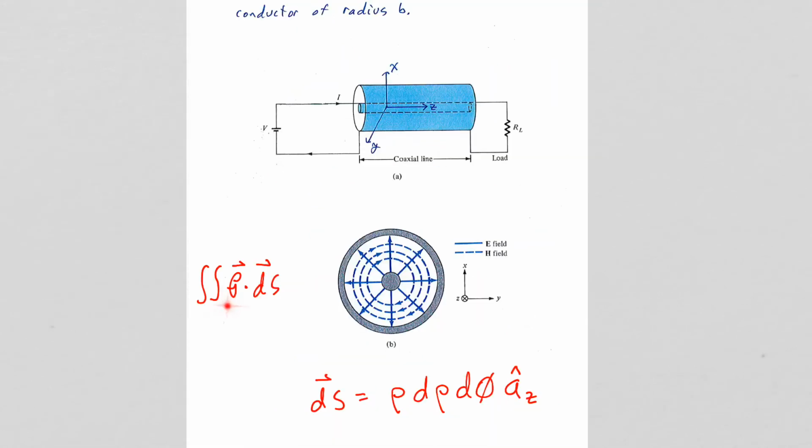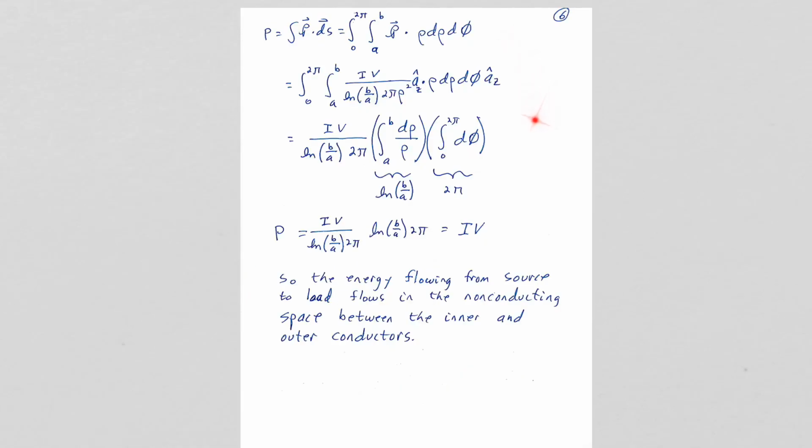We will now integrate the Poynting vector over the cross-sectional surface of the area between the conductors in our coaxial cable. So the differential surface area will be rho d phi, and the outward normal will be in the Z direction. So in the rho direction, we will integrate from A to B, and in the phi direction from 0 to 2 pi. Here are the details of that integration, and we find the result is I times V.